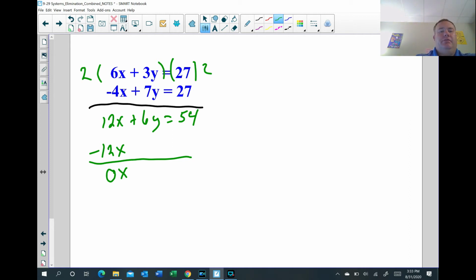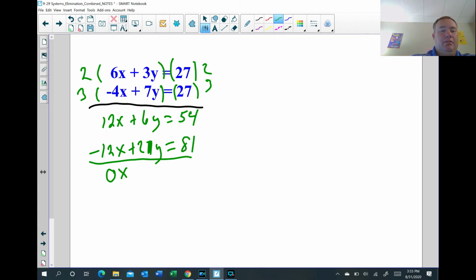In this case, what are you going to multiply negative 4 by to get 12? You're going to multiply it by 3. I'm going to multiply the second equation by 3. Okay? So with that in mind, 3 times negative 4x is negative 12x. 3 times 7 is going to be 21. Sorry, so you get that 21y. And then you got 27 times 3, which will be 81.